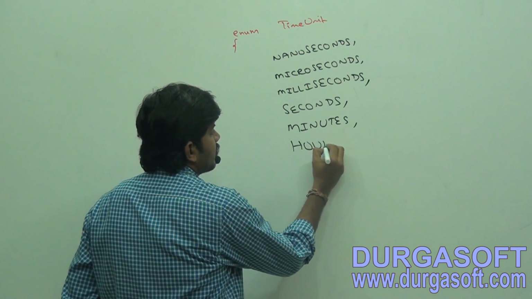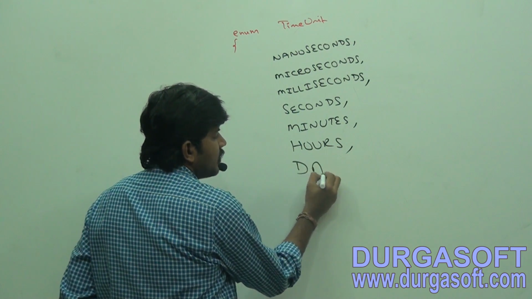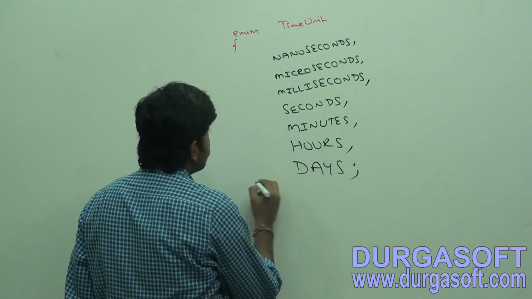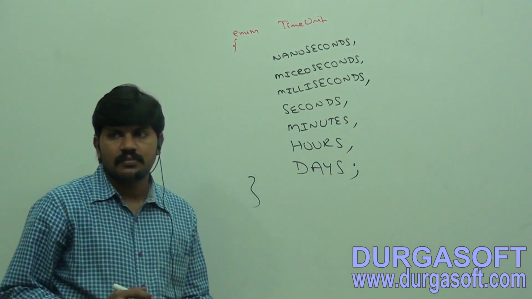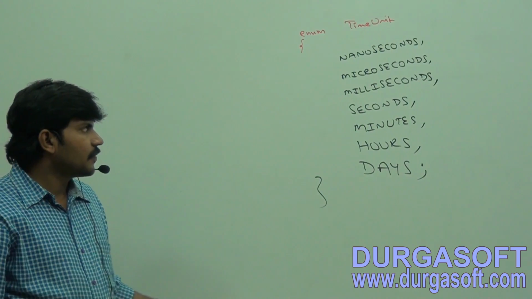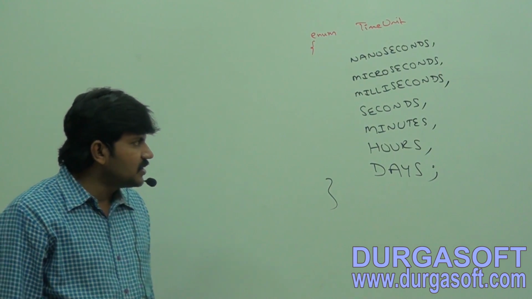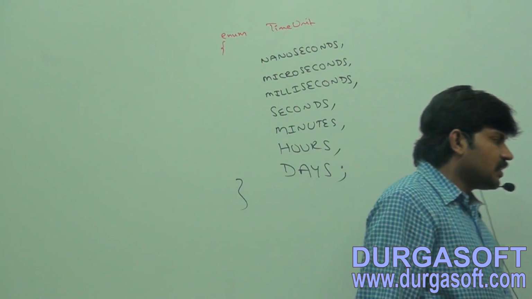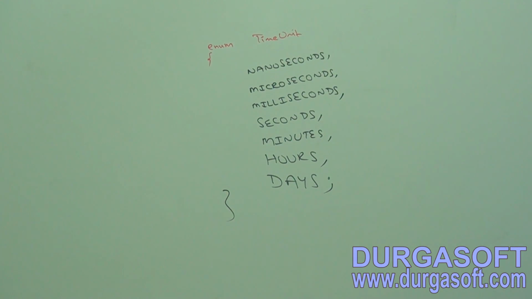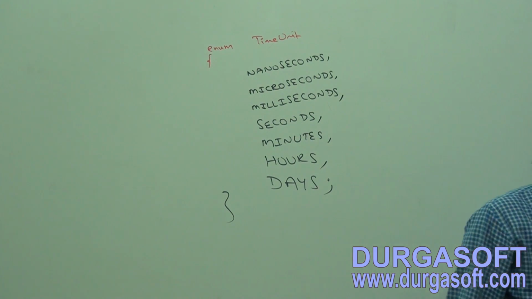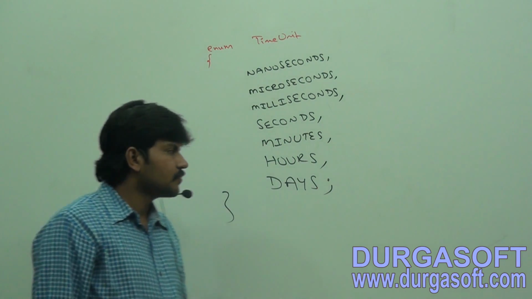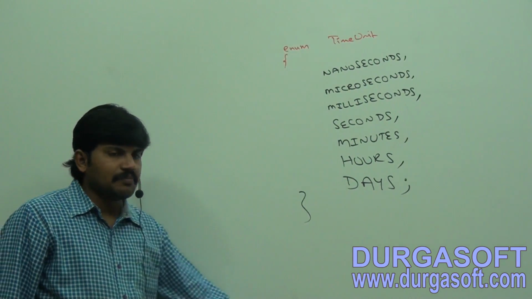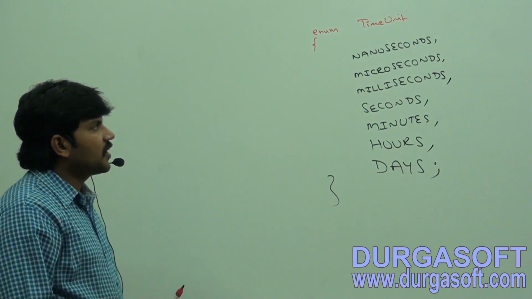Next, hours. Days. That's all. Are you getting? Nanoseconds, microseconds, milliseconds, seconds, minutes, days. Completed, I hope. Days.